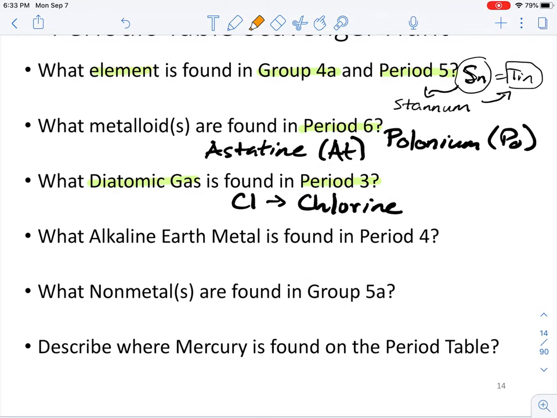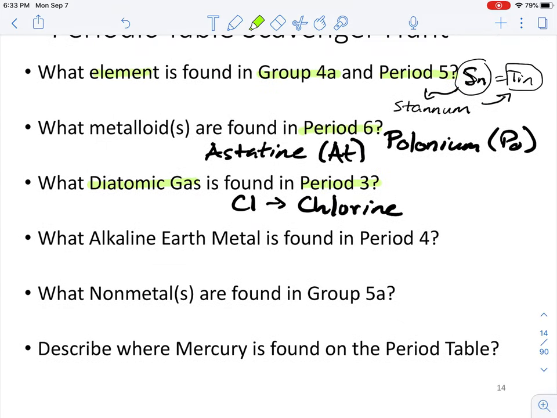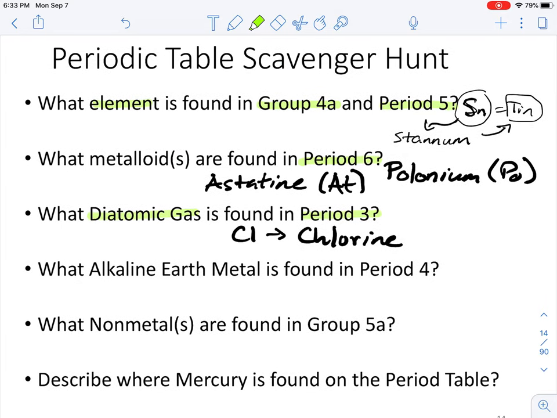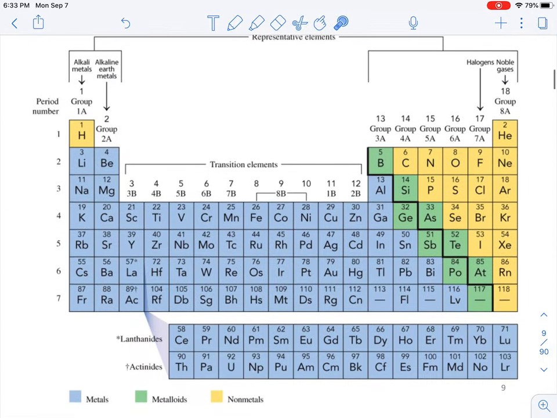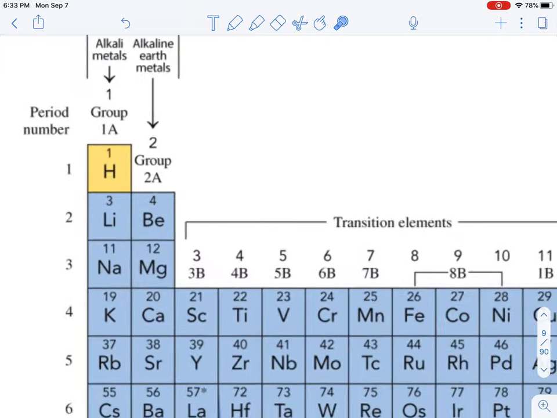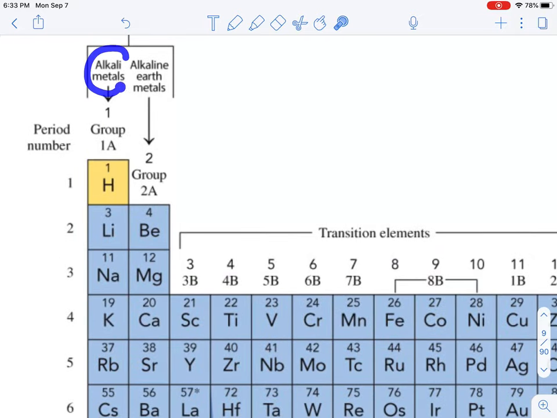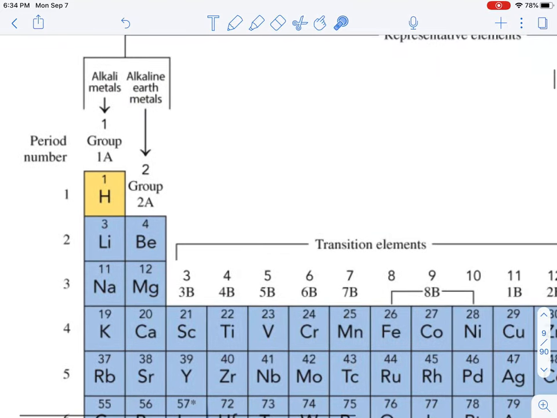All right, so let's go ahead and do the next problem. Hopefully you guys are kind of understanding how all of these questions are phrased and what you're supposed to do to identify the elements. So what alkaline earth metal is found in period 4? Actually, there is one thing I forgot. I knew I forgot something. Let's go ahead and talk really quickly between alkali metals and alkaline earth metals. And so I'm not going to talk about the physical properties, the differences between the two. I just want to talk about how to memorize them.